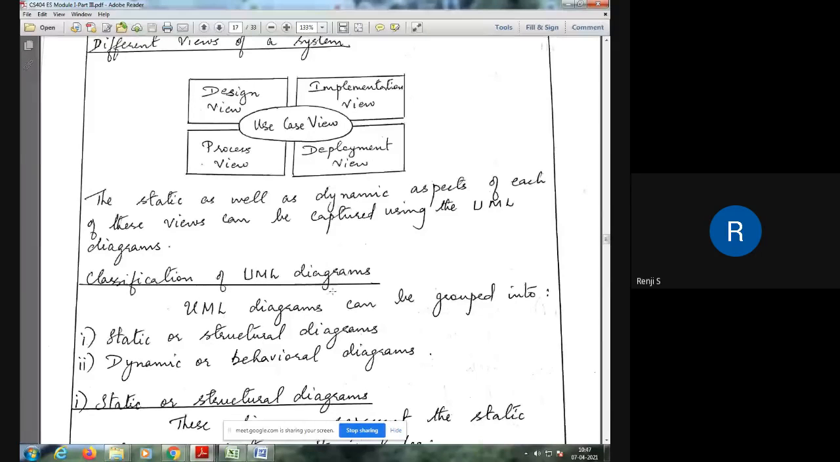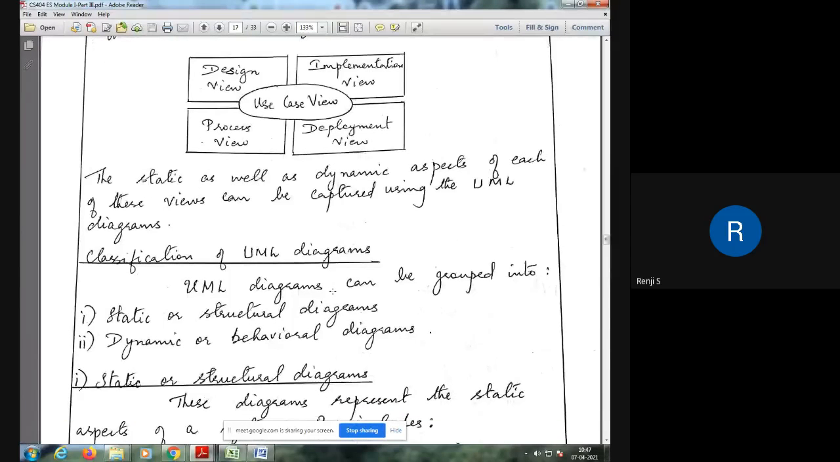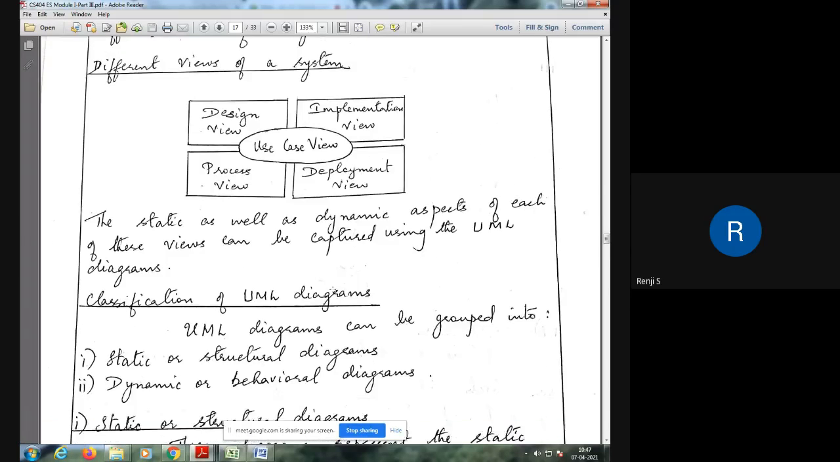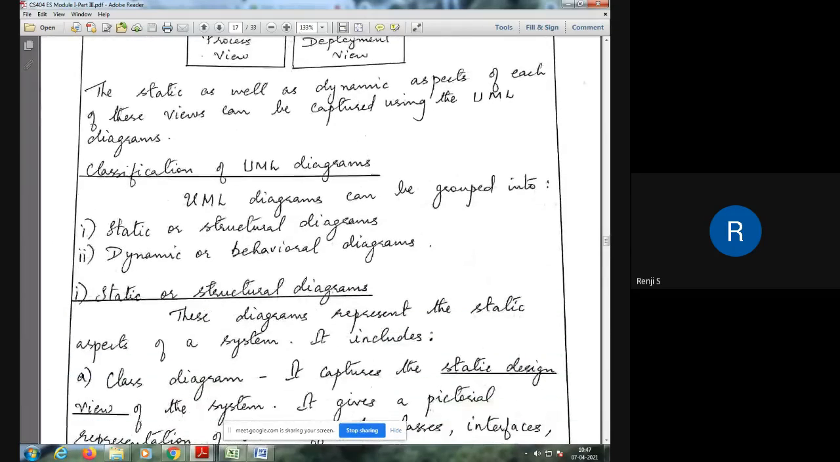So these diagrams mostly have static as well as dynamic aspects. Those things that do not change are called static aspects of the system, and those aspects which keep on changing are known as dynamic aspects. Like if you're giving an input and the system is responding by giving an output which the customer desires, then we call it a dynamic aspect of the system. So to visualize all these views, we use UML diagrams.